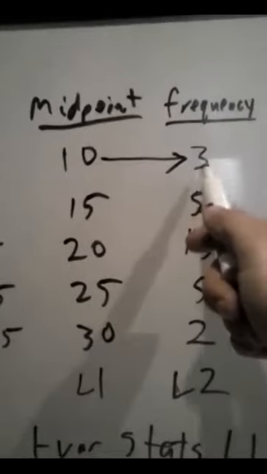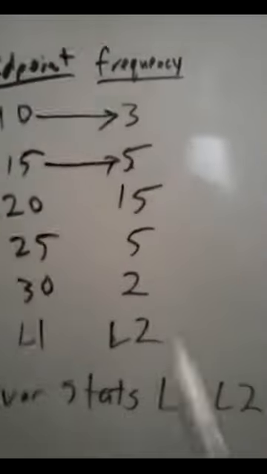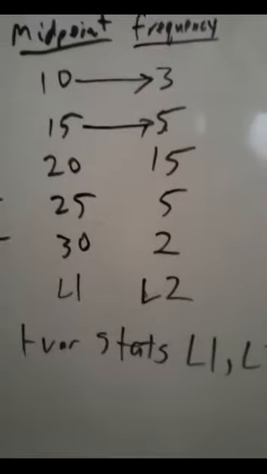So it knows, oh, the 10 showed up 3 times. Oh, I need to use 5 of those 15s and 15 of the 20s and so on. Okay, so that's what the calculator is saying. So it might look a little bit funny, but that's how the calculator reads it.